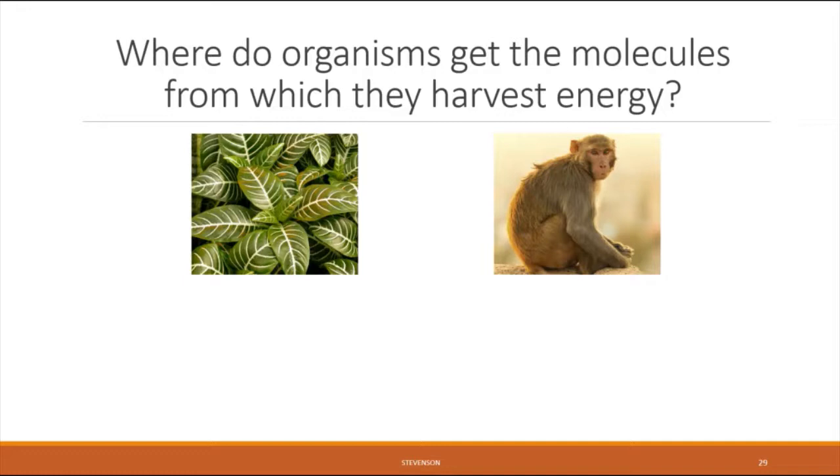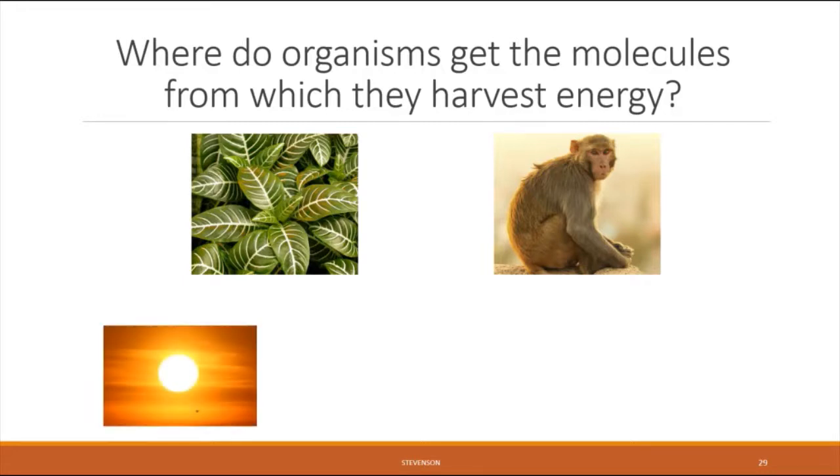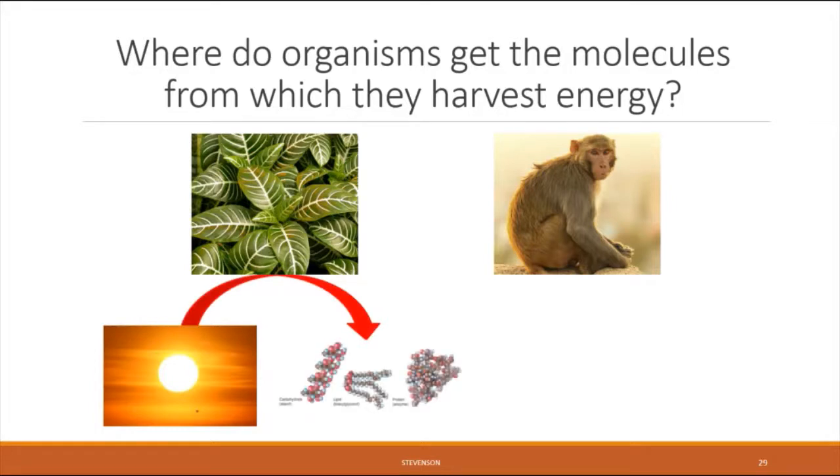And as you probably know, plants are not like us in terms of how they get their chemical energy in the first place. Plants are able to take the energy of sunlight and convert it into those nutritional macromolecules, the carbohydrates, proteins, and lipids. Animals don't do this. Instead, they eat the nutritional macromolecules that are provided by plants.